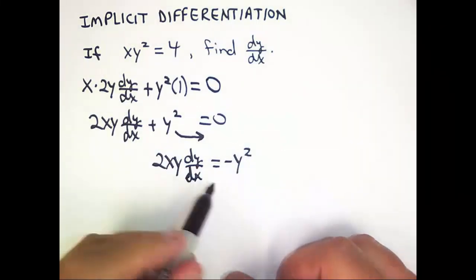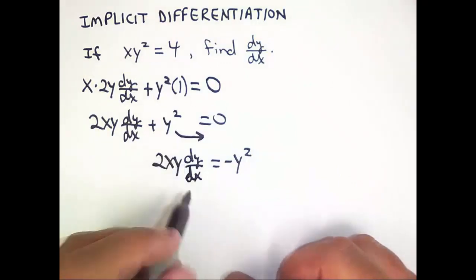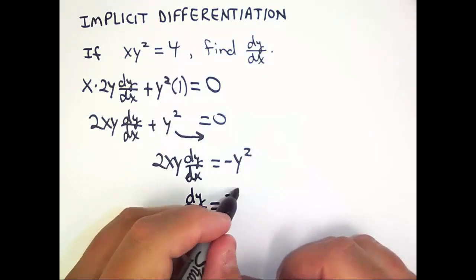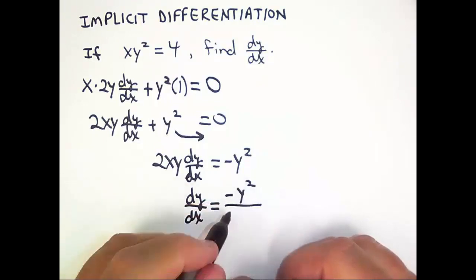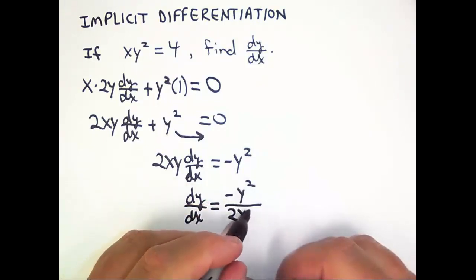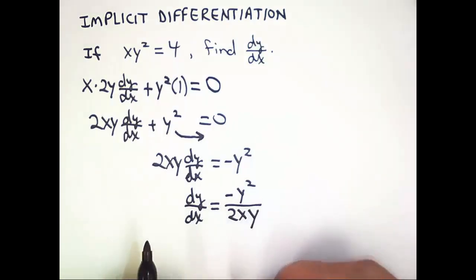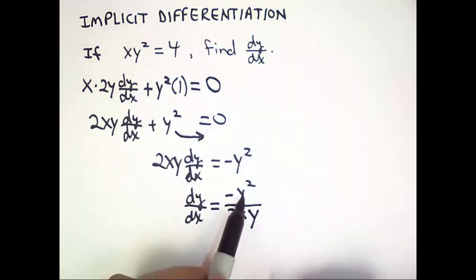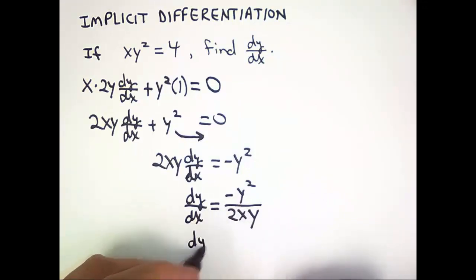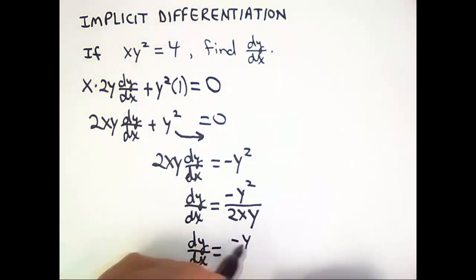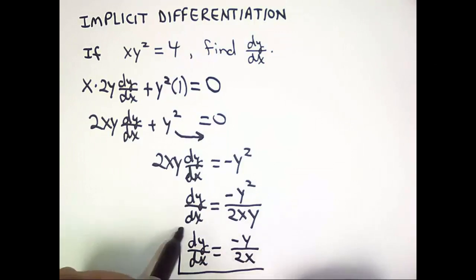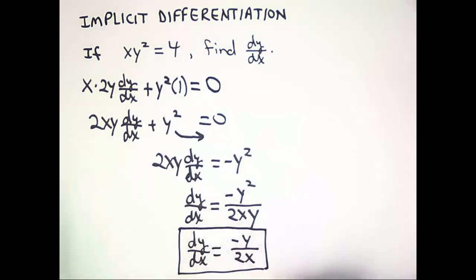And finally, just divide both sides by 2xy, and I'll have dy over dx is equal to minus y squared over 2xy. And the one thing that you need to be careful about here is there's a y here and there's a y in here, so I can divide a y out of the numerator and denominator. So you do need to look to see if there are any simplifications that you can carry out. And so now I've found the derivative of y with respect to x.